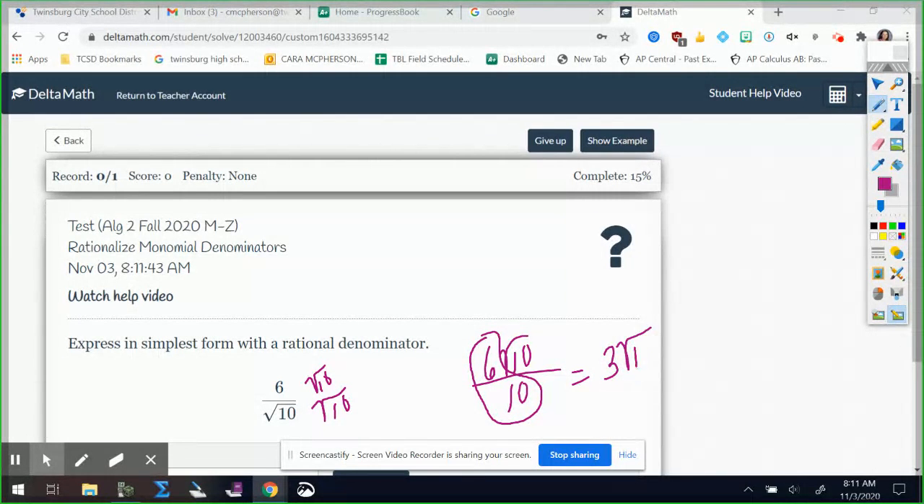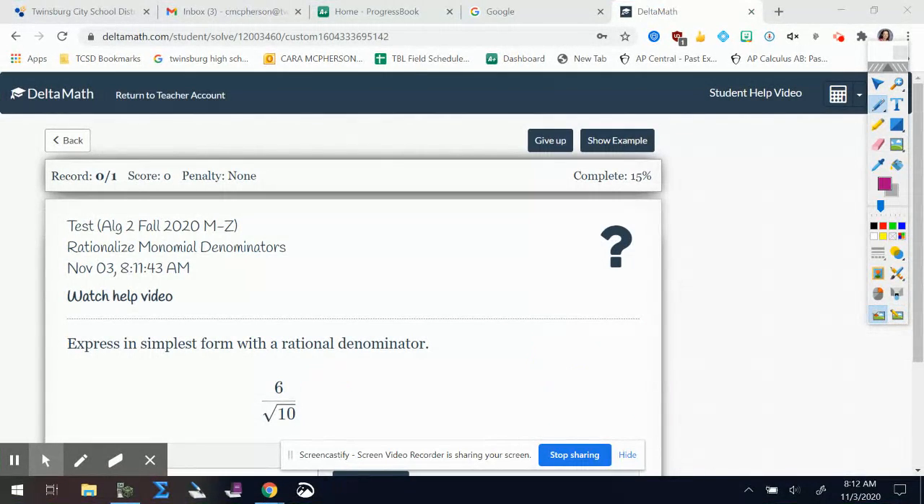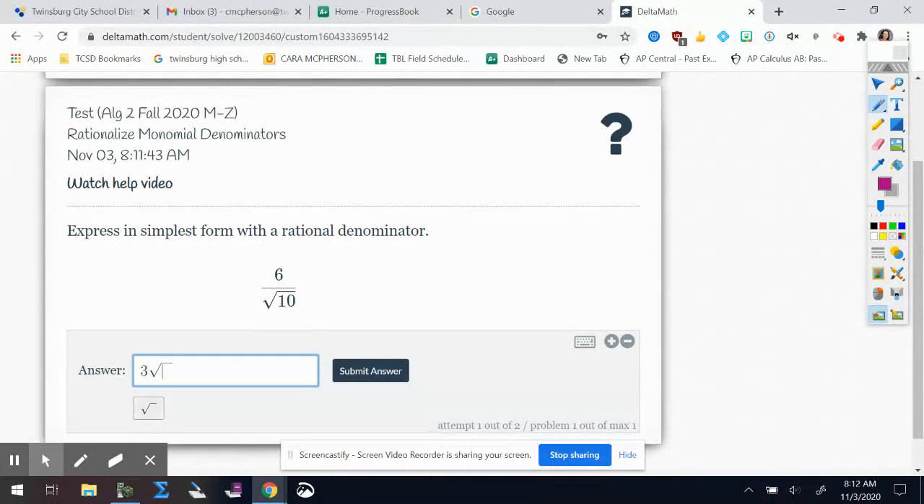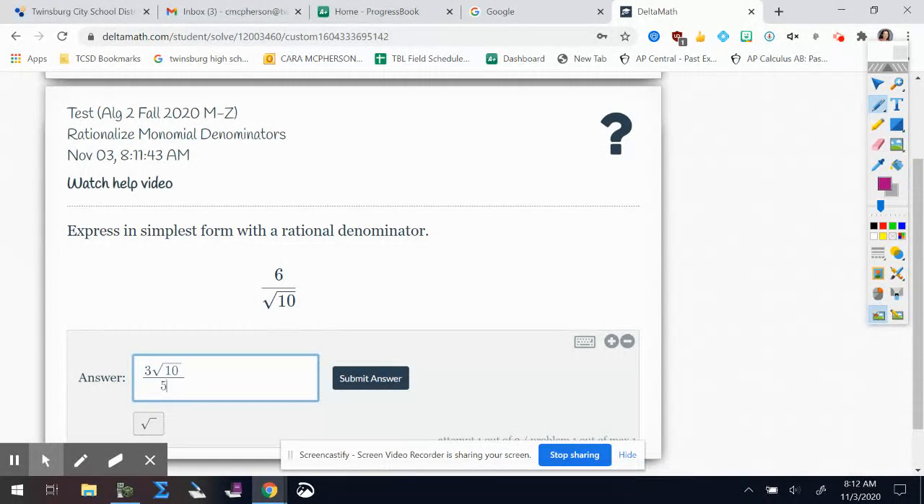So you get 3 root 10 divided by 5. And that's exactly how you're going to type in your answer. 3 root 10 divided by 5.